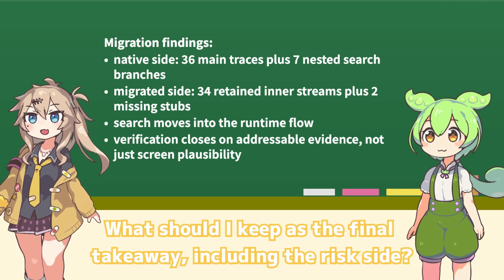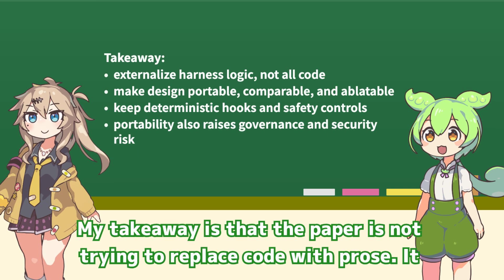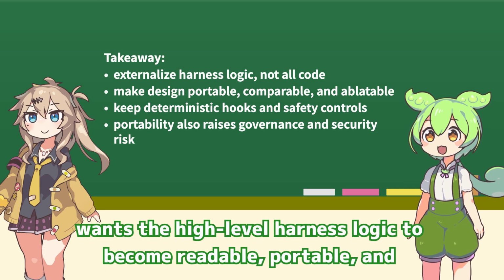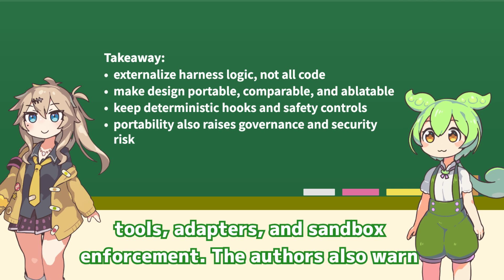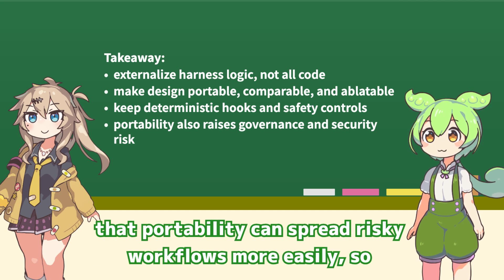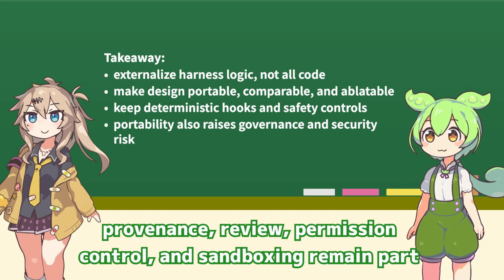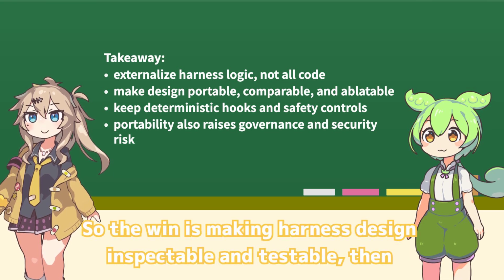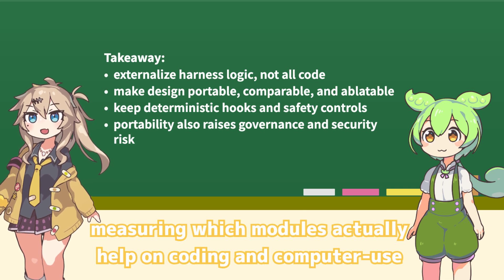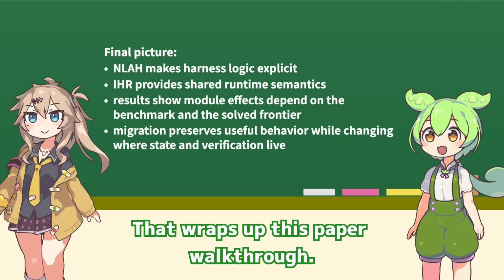What should I keep as the final takeaway, including the risk side? My takeaway is that the paper is not trying to replace code with prose. It wants the high-level harness logic to become readable, portable, and experimentally comparable, while deterministic code still handles tools, adapters, and sandbox enforcement. The authors also warn that portability can spread risky workflows more easily, so provenance, review, permission control, and sandboxing remain part of the design. So the win is making harness design inspectable and testable, then measuring which modules actually help on coding and computer use tasks. That wraps up this paper walkthrough.